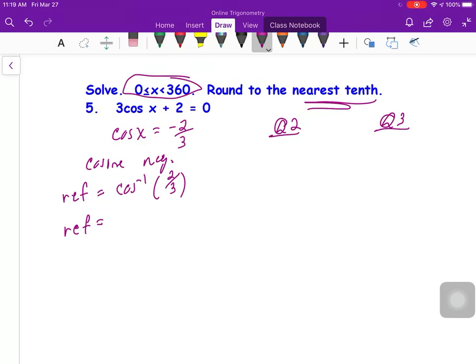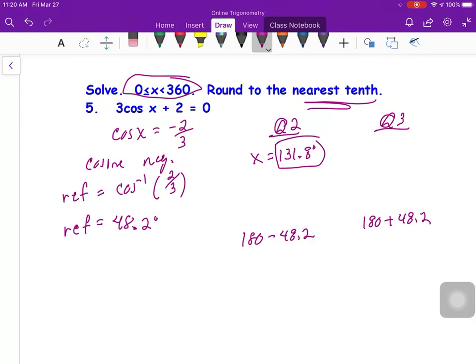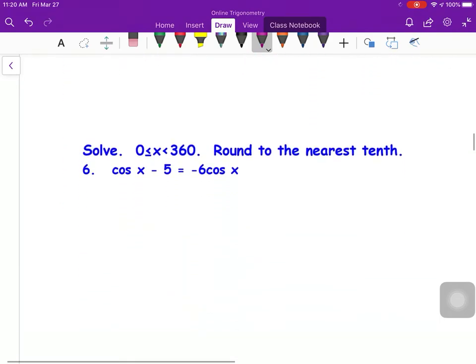Notice we don't use the negative again for reference angles. When I do that on my calculator, inverse cosine of 2/3, to the nearest tenth of a degree, I get 48.2 degrees. In quadrant 2, I would have to take 180 minus 48.2. I get 131.8. In quadrant 3, I would have to take 180 plus 48.2, and in quadrant 3, I get 228.2. Again, no need to check, so I box them immediately.